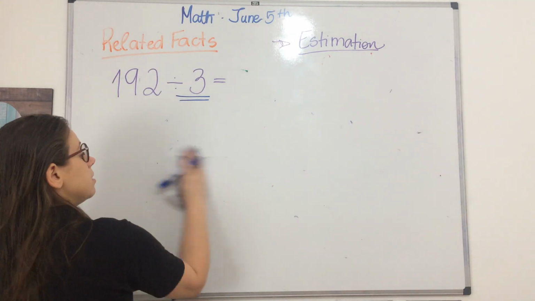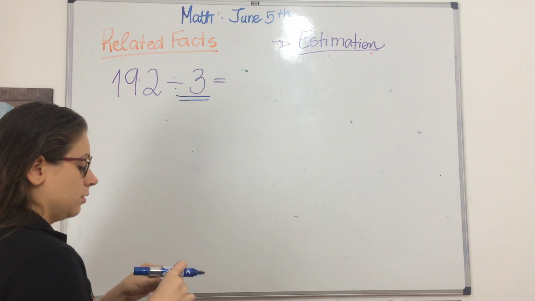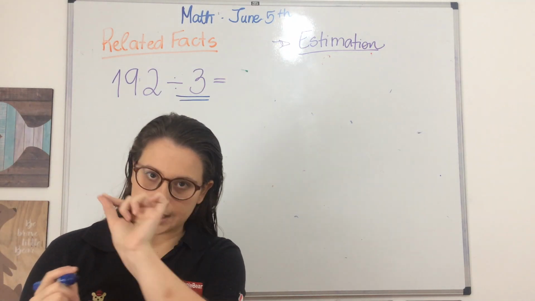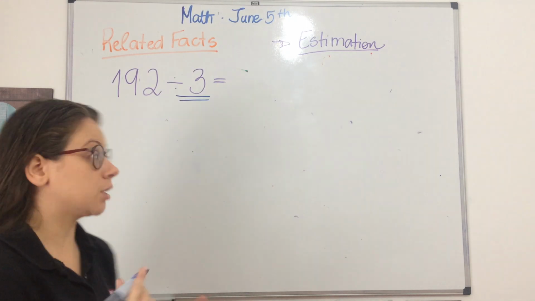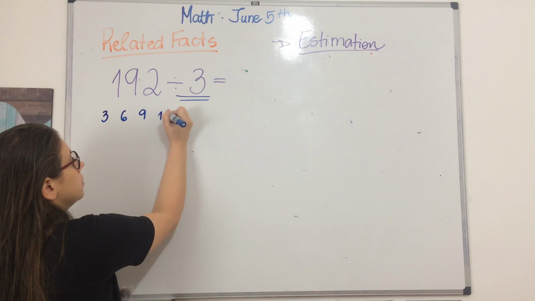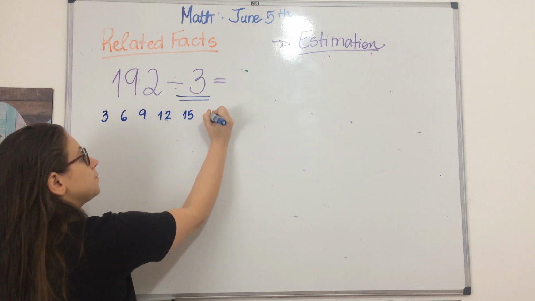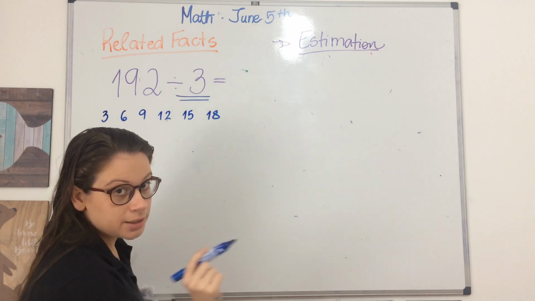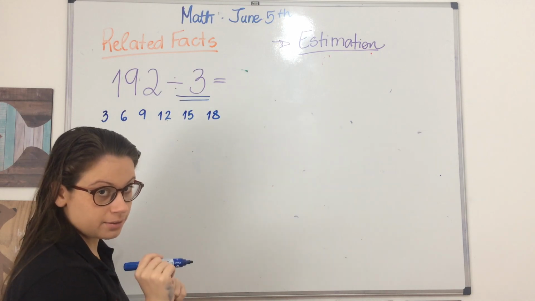So, my hint for you is to practice a little bit. When you start, write a line with the multiples of 3. Why not? Just 3, 6, 9, 12, 15, 18. Now, look how the strategies are connected.